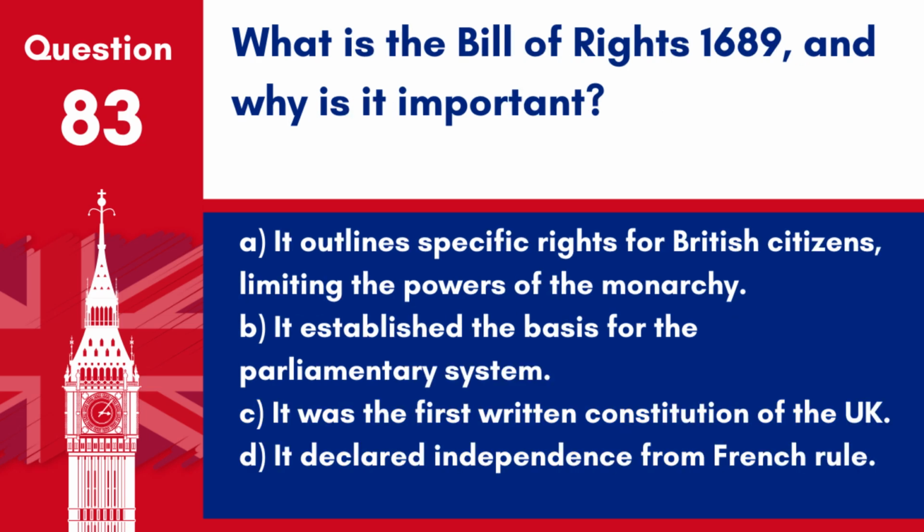Question 83. What is the Bill of Rights 1689, and why is it important? A. It outlines specific rights for British citizens, limiting the powers of the monarchy. B. It established the basis for the parliamentary system. C. It was the first written constitution of the UK. D. It declared independence from French rule.